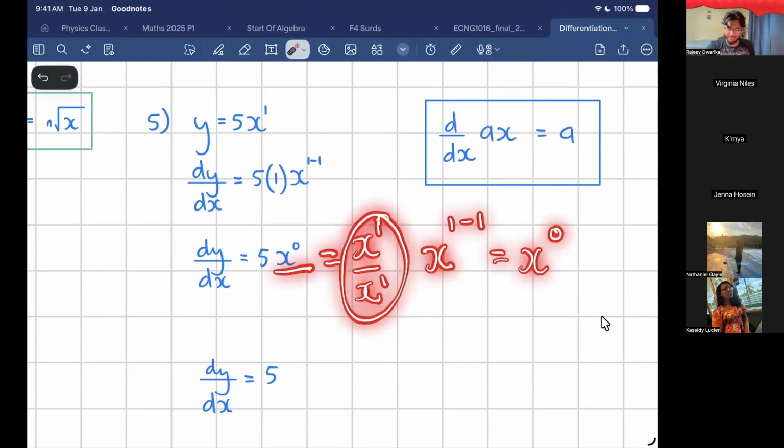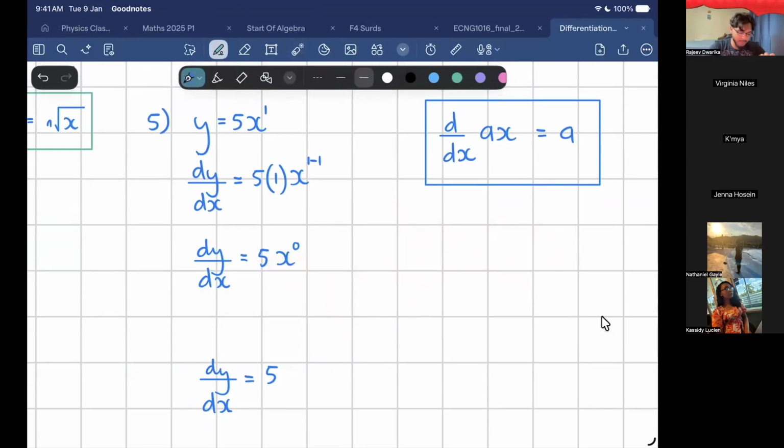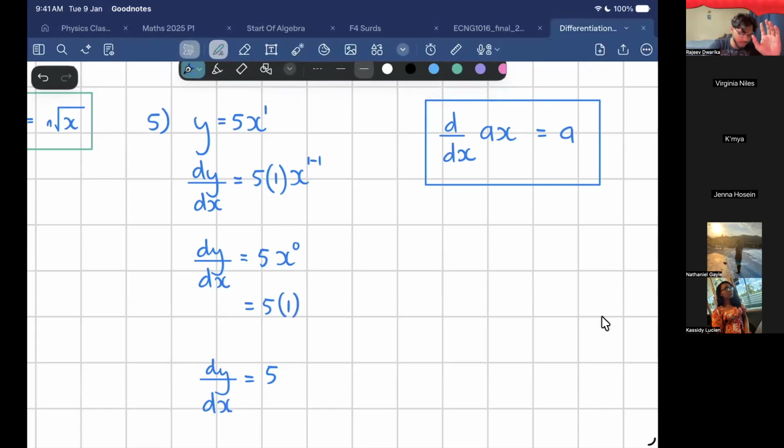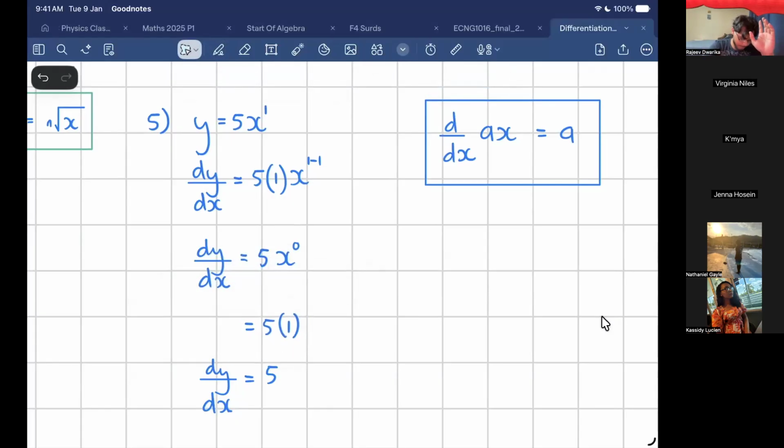And we know that x over x is 1. Yes, sir. Right. So anything to the power 0 is 1. So that's just going to be 5 by 1. Nathaniel, please tell me if you're lost so I could find you.